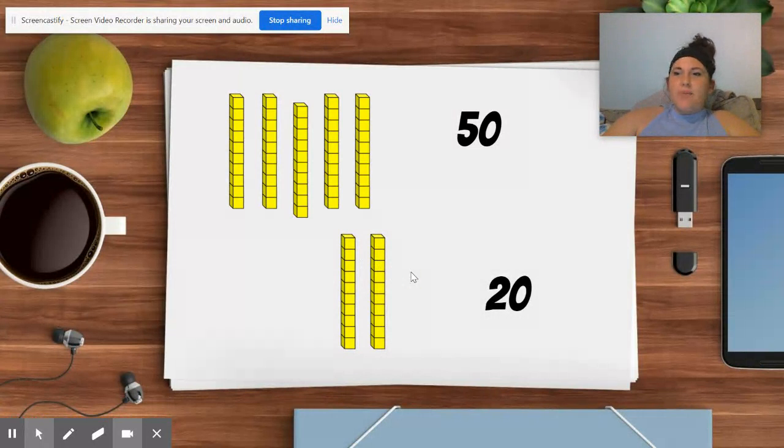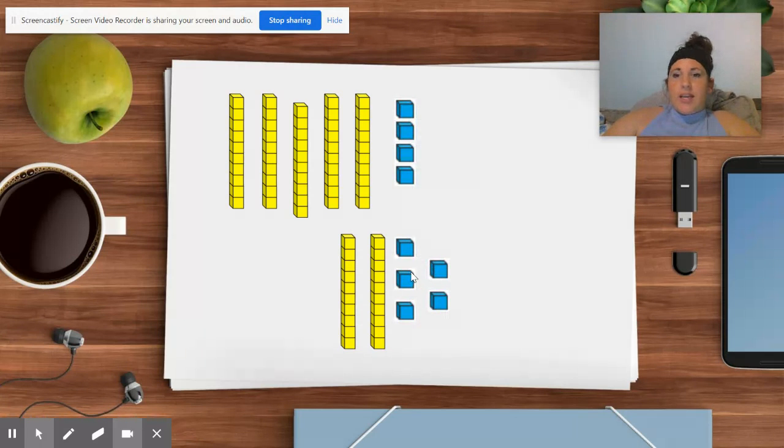You're going to be doing the same thing today, but you're going to add an extra step to it. Counting the ones. There's our ones cubes right there. With our 10 sticks, you count by tens. With your ones cubes, you count by ones. What I mean by ones, I mean 1, 2, 3, 4, 5.